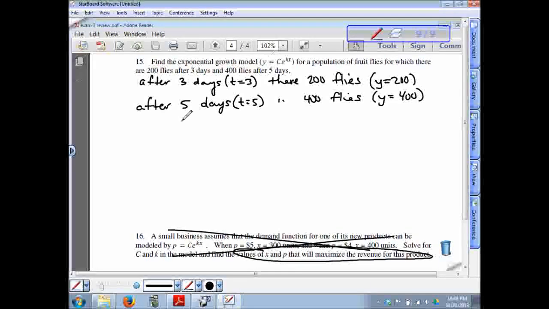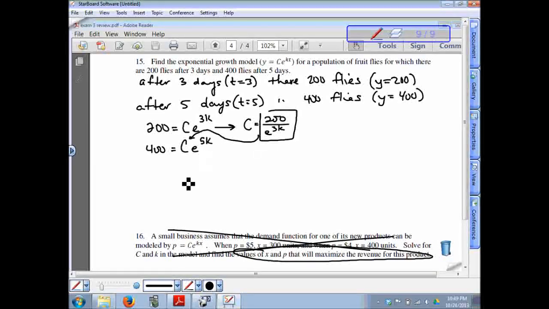Allowing t to equal 3 and y to equal 200, we can say 200 equals c times e to the 3k. And from this second bit of information, we can say that 400 equals c e to the 5k. Now taking this top equation we've made here, we can solve it for c by dividing both sides by e to the 3k. So c equals 200 over e to the 3k.